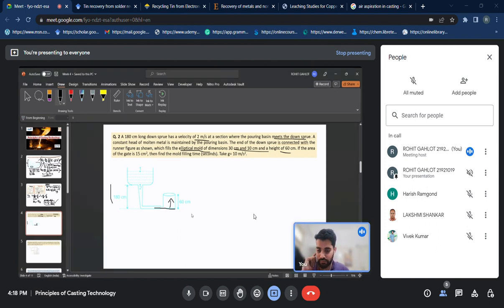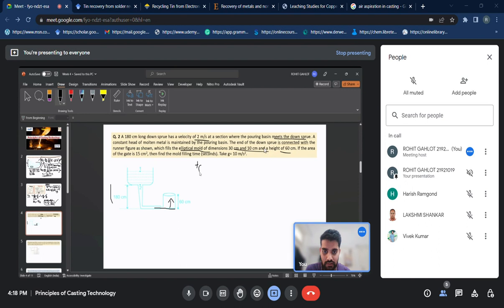Okay then, so we will solve this problem. Whenever you see any kind of gate filling or mold filling problem, you need to confirm whether it is a top gate, bottom gate, or parting gate. So it is a bottom gating system. This is confirmed.